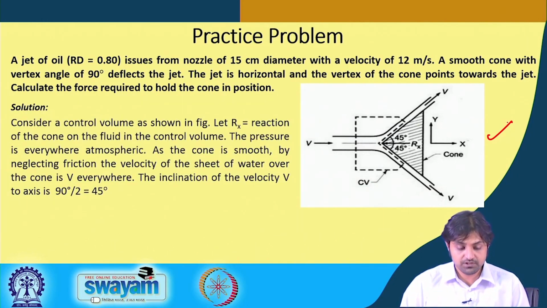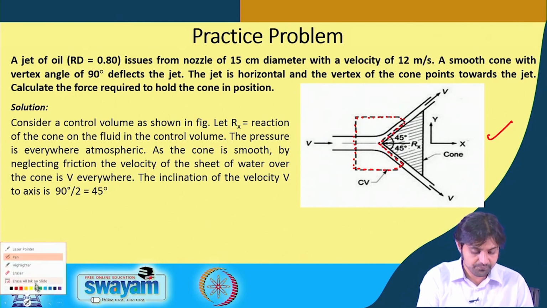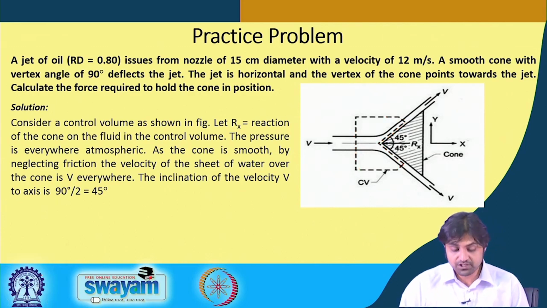Now the solution steps: we consider the control volume as shown in the figure. So this is our control volume, that is the first step. The pressure is everywhere atmospheric. As the cone is smooth, by neglecting the friction, the velocity of the sheet of water over the cone is v everywhere. The inclination of the velocity to the axis is 45 degrees, that we have simply assumed.